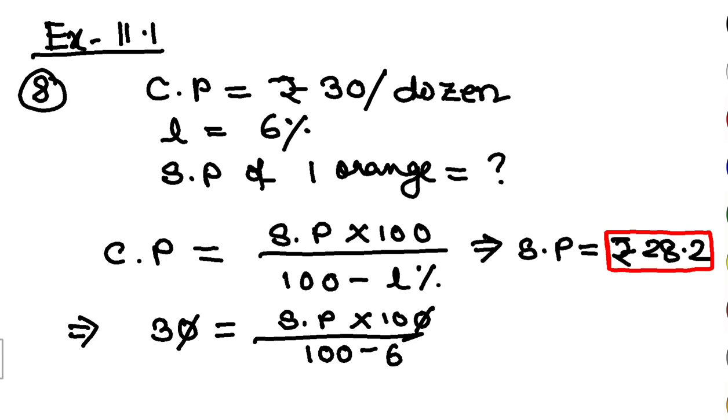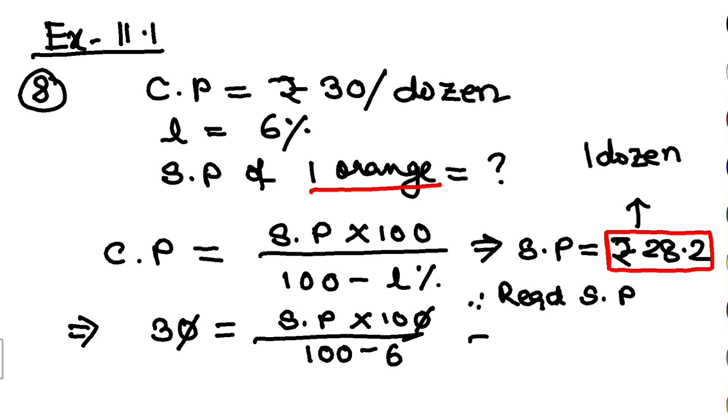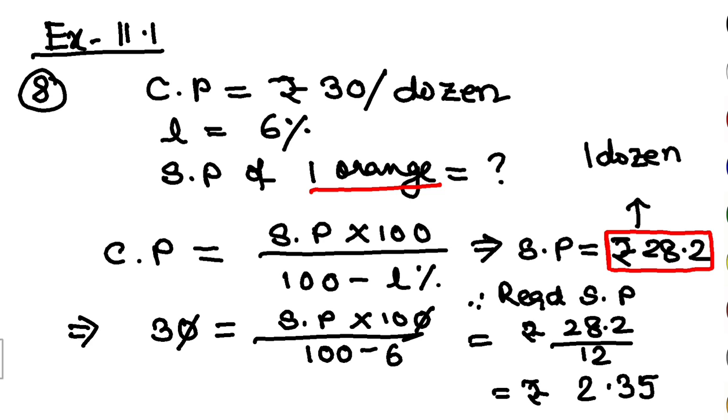Okay, now the problem is this is the SP of 1 dozen, but in the question you have to find SP of 1 orange. So required SP of 1 orange is rupees 28.2 by how many are there in 1 dozen? 12. Yes, you have to divide this and your final answer will be rupees 2.35. Okay, very interesting question, very important question. Now let's go to question number 9.